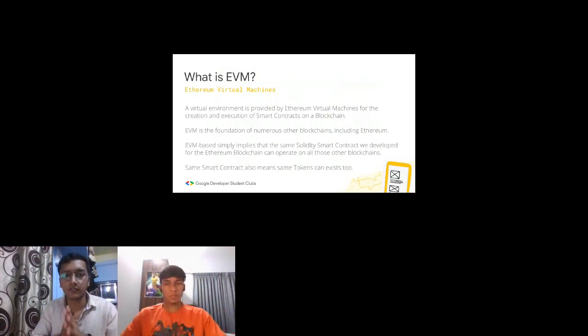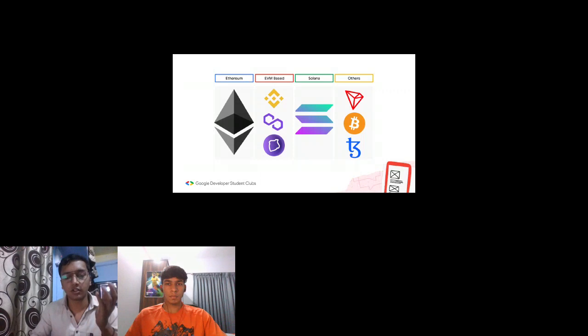So we were talking about EVM. What is EVM? EVM is simply like a compiler or a virtual environment which allows creation and execution of smart contracts. Like when you create code, you need a compiler or interpreter to run it. So EVM is just like that. When you create code in Solidity, it needs EVM to run. And EVM is present in Ethereum, Binance Smart Chain, Polygon.